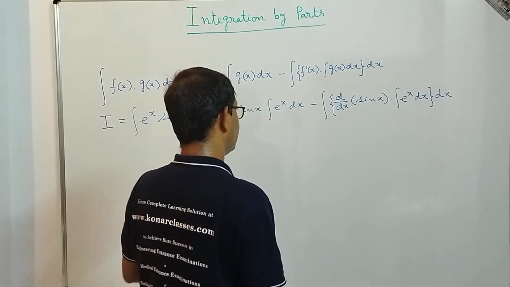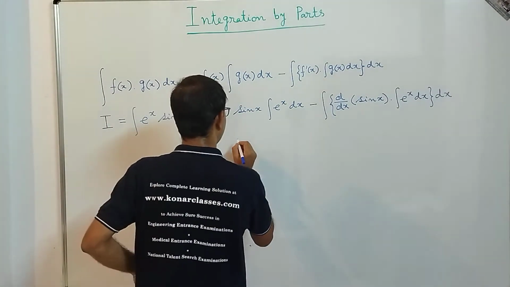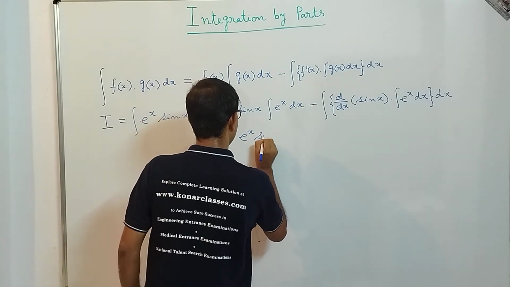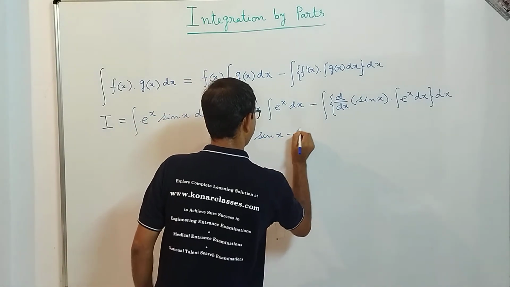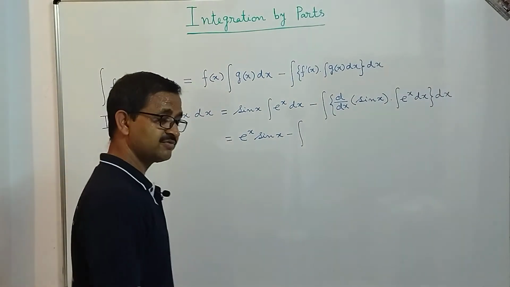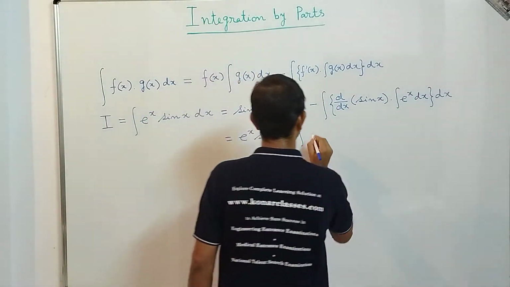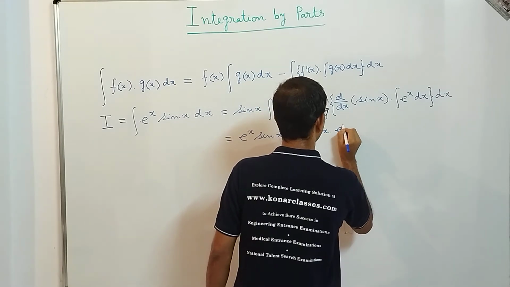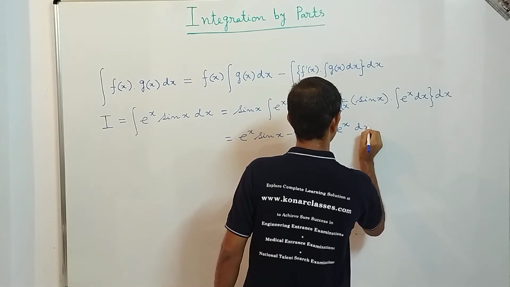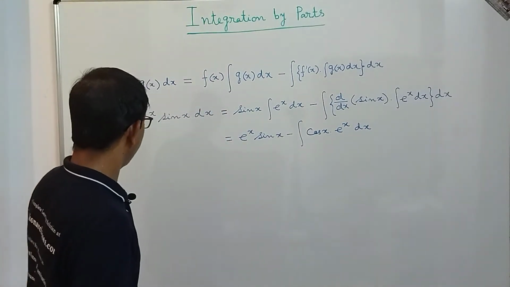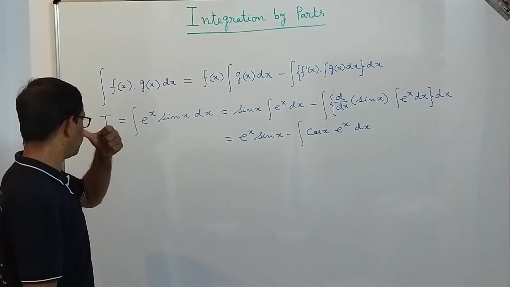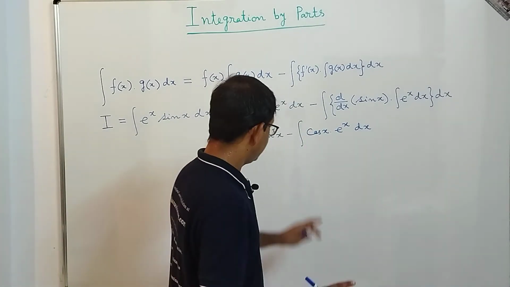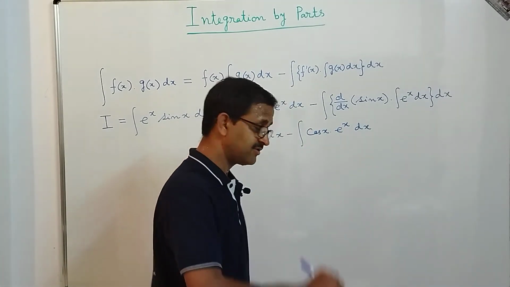Okay. So what are we going to get here, dear students? Integration of e^x dx is e^x. So you can write e^x sin x minus integration of d/dx of sin x, which is cos x, into integration of e^x dx, which is e^x. So we started with integration of e^x sin x dx, but we landed with e^x cos x dx. But we should proceed one more step and we will get the solution.